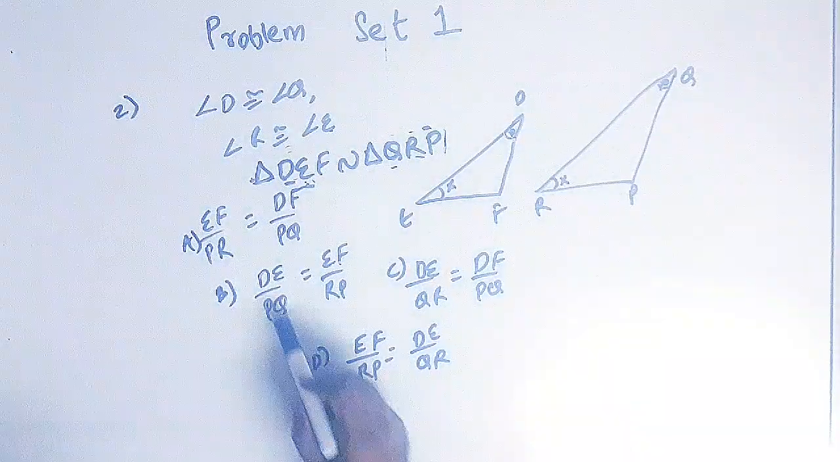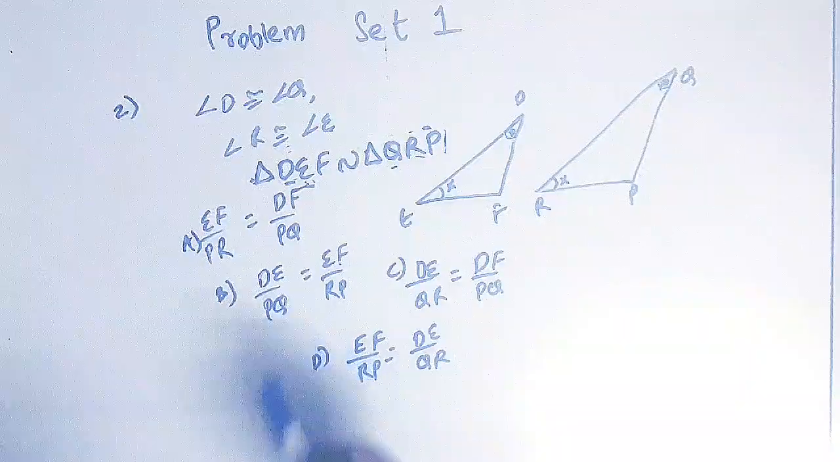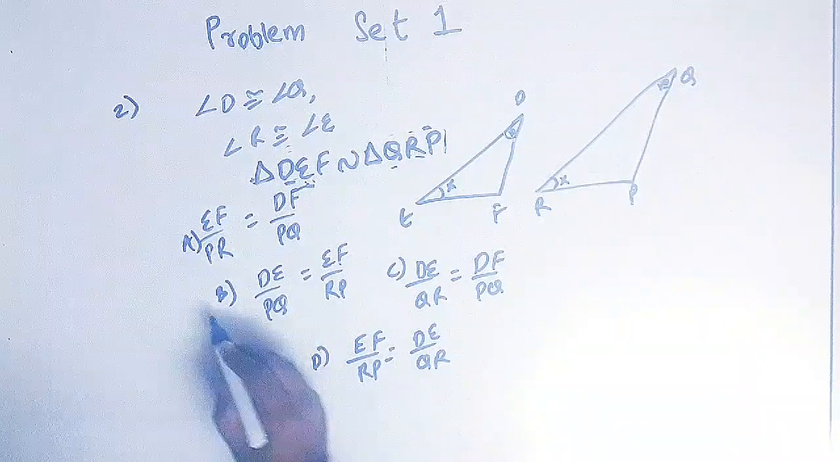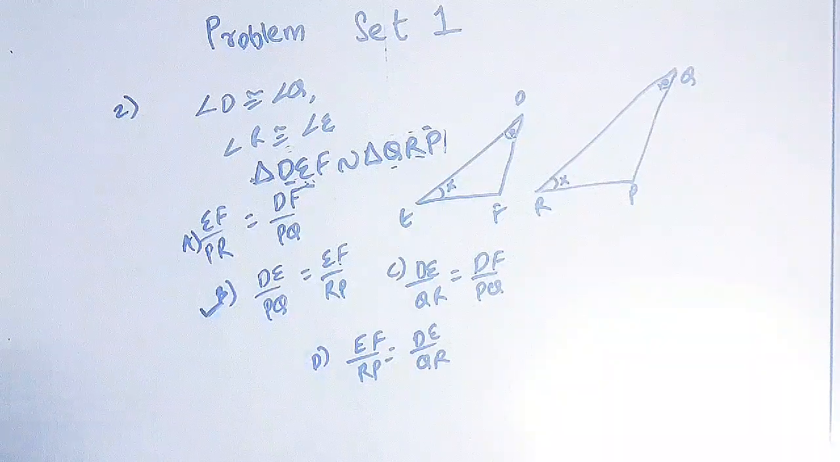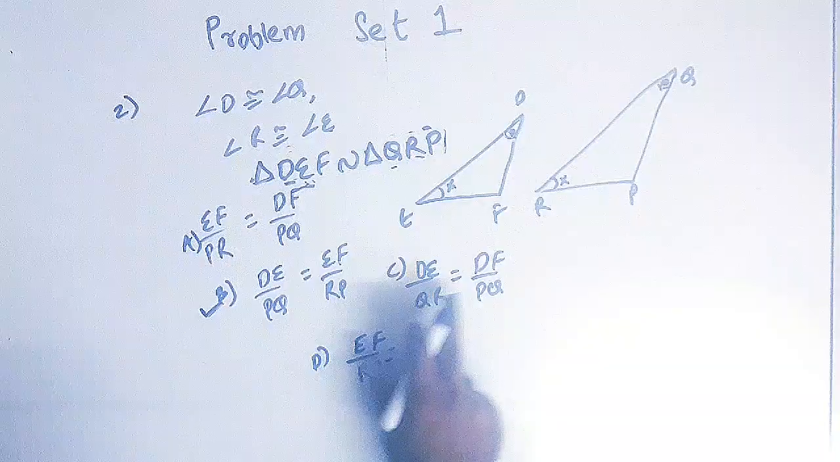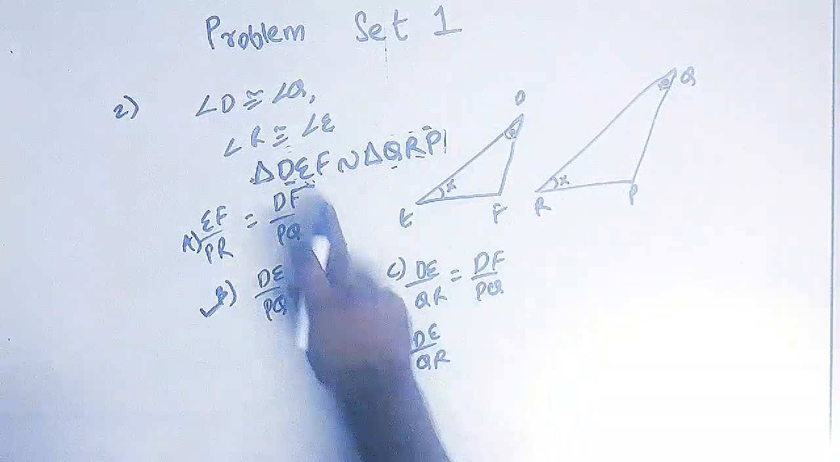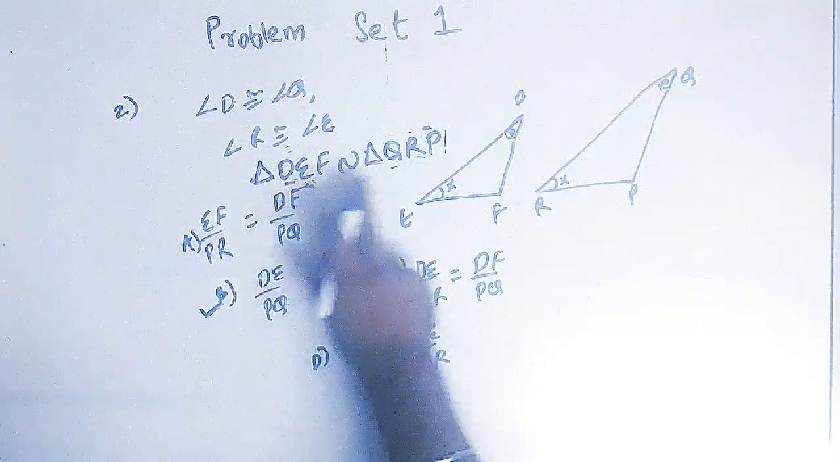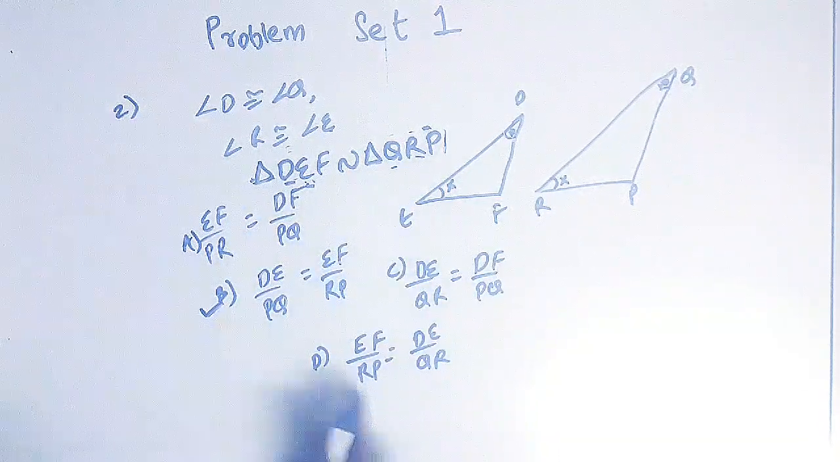So DE upon PQ looks wrong. So your answer for this question is option B. Let us check this. DE upon QR correct, DF upon PQ is also correct. And EF upon RP correct, equals DE upon QR also correct. So all these three are correct. Second one is false.